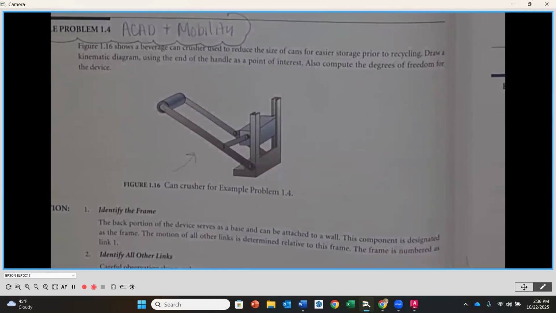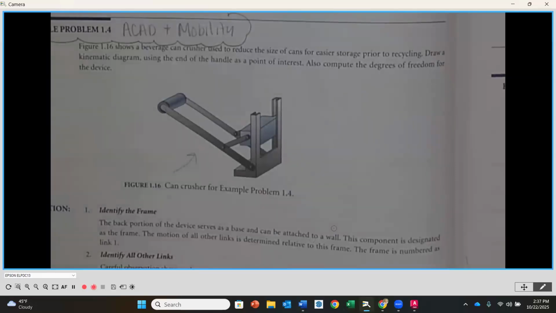If you want to peek down further to see what they came up with as a kinematic diagram, go ahead. But I encourage you to try to do it yourself, or at least give it an attempt to start.